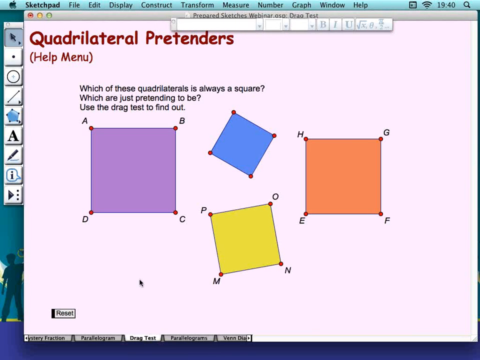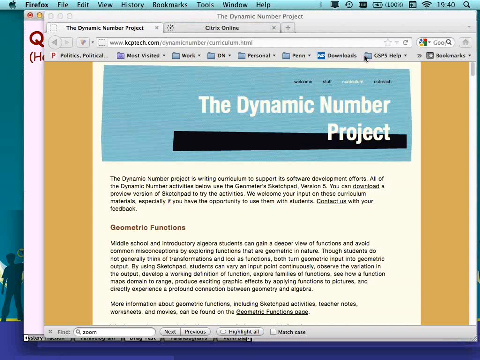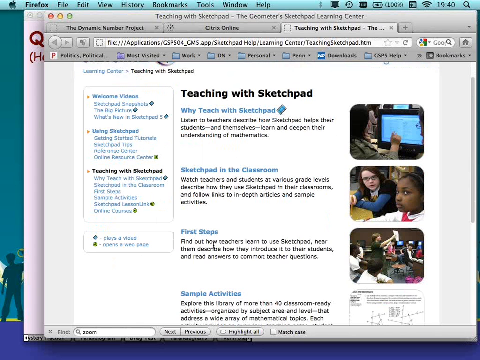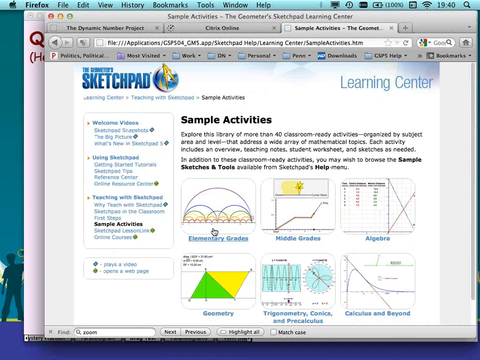I'm next going to show parallelograms. Actually, let me do this drag test, and I'll just pass through the parallelograms one. This is part of an activity called Quadrilateral Pretenders, and I said I would show you where to find some of these. Well, Quadrilateral Pretenders is right there in the Help menu. If you go to the Help menu and choose Teaching with Sketchpad, the Teaching with Sketchpad page comes up, and scrolling down just a bit, there are over 40 sample activities.